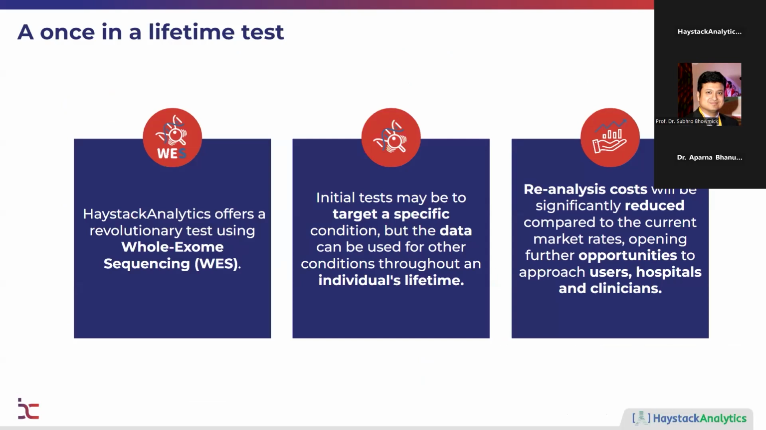The pan pharmacogenomic test is a once in a lifetime test where we're using whole exome sequencing technology, which significantly reduces the costs, as well as the fact that you need to do this test only once in a lifetime.